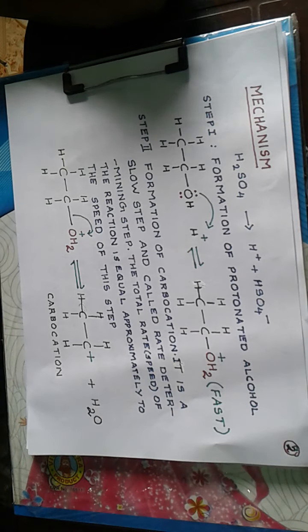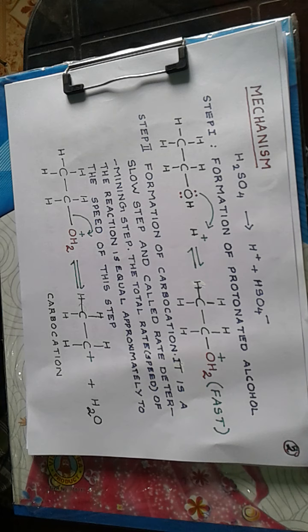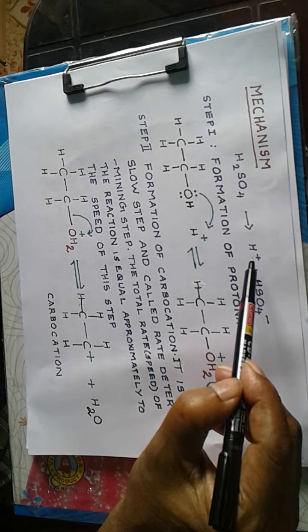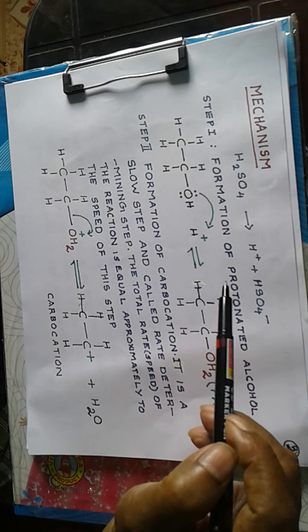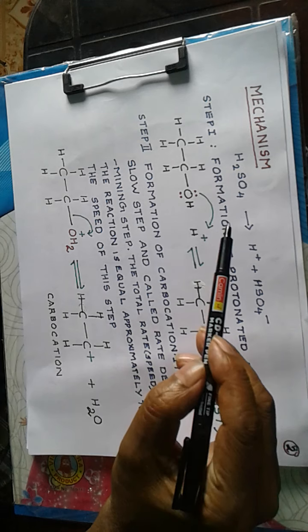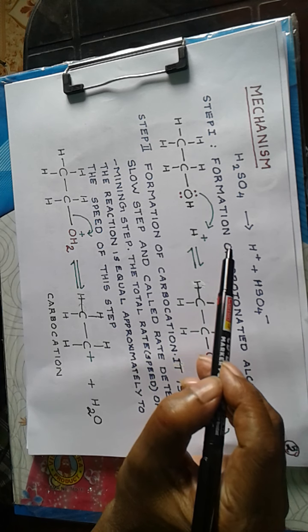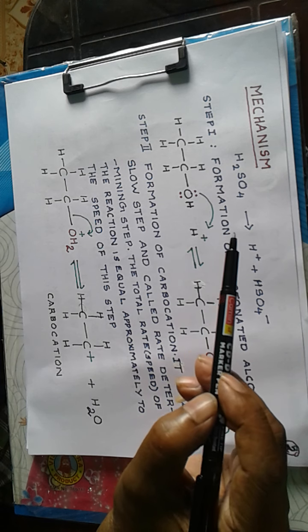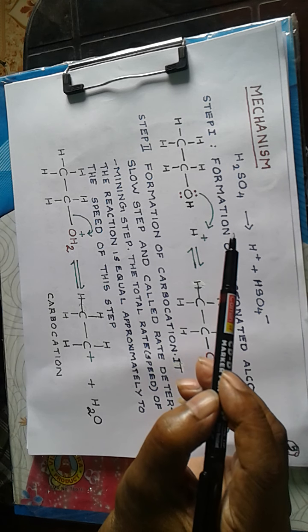Now coming to the mechanism of dehydration. Now H2SO4 can ionize as H positive and HSO4 negative. Here concentrated sulfuric acid is used as the catalyst. Now the reaction occurs in 3 steps.